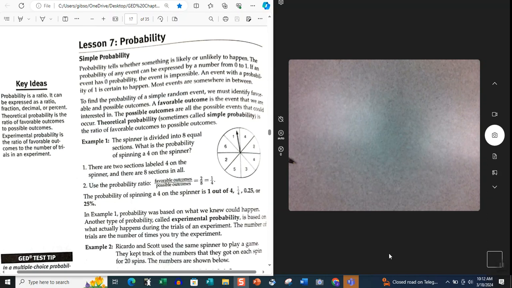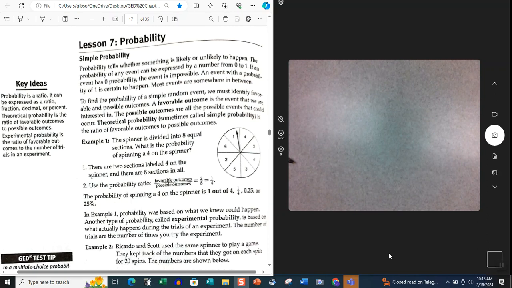To find the probability of a simple random event, we must identify favorable and possible outcomes. A favorable outcome is the event that we are interested in. The possible outcomes are all the possible events that could occur. Theoretical probability, sometimes called simple probability, is the ratio of favorable outcomes to possible outcomes.